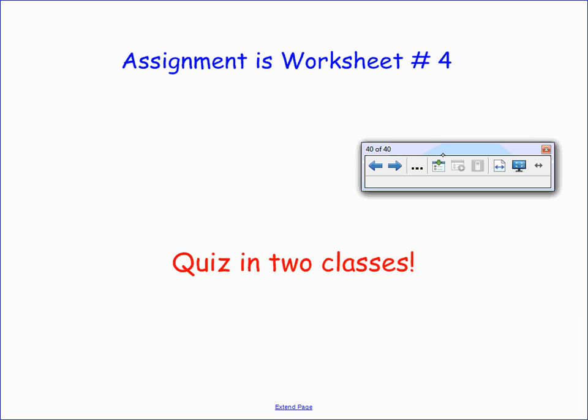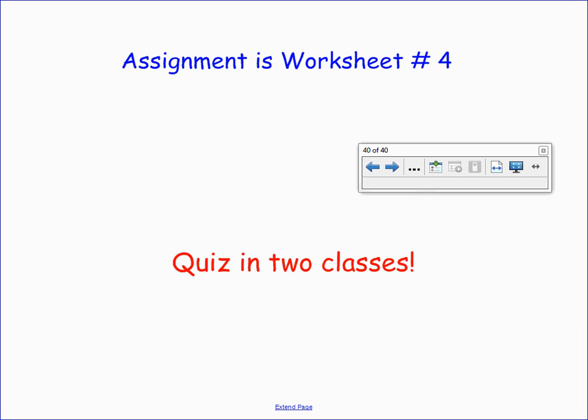Nice work. I want you to know that your assignment, again, does not include any reading questions, and it's just the worksheet number 4, quiz in 2 class periods. So next class, day 5, we'll get a little quiz review worksheet, and then you'll have your final quiz of the semester that will go on semester coursework grade in 2 class periods. After that, we'll review for the final exam.